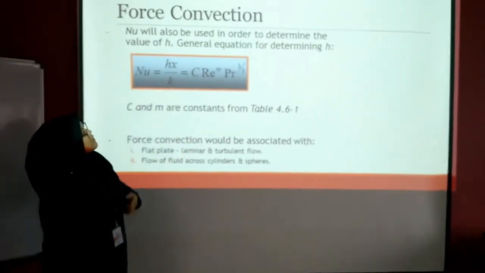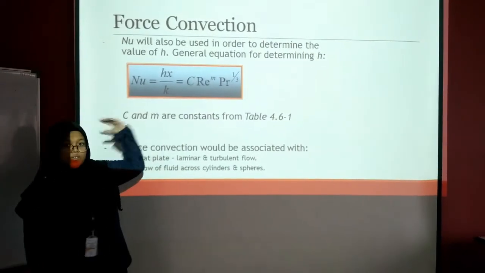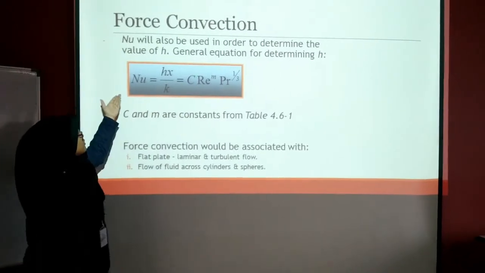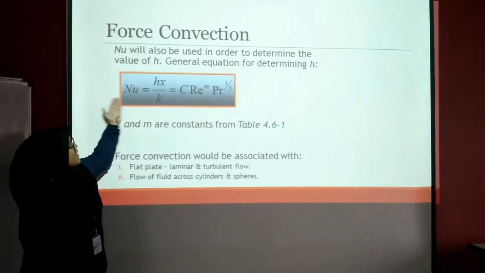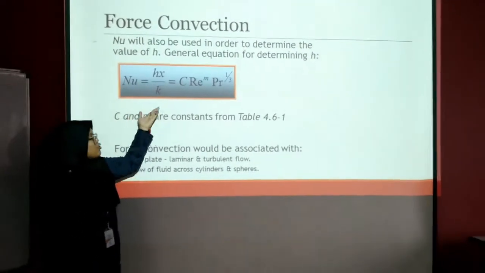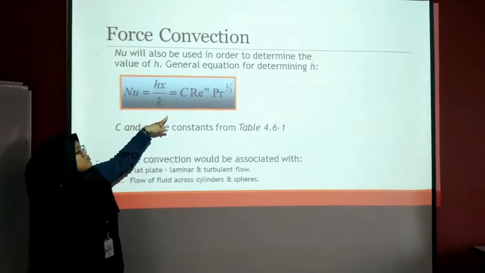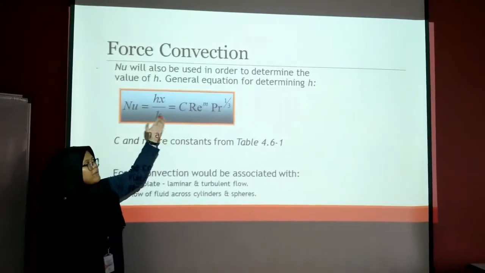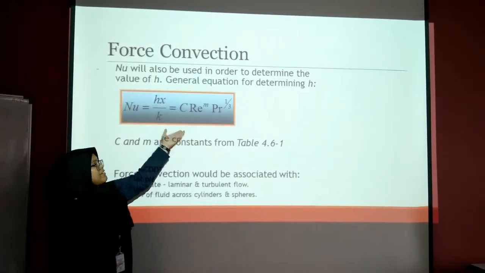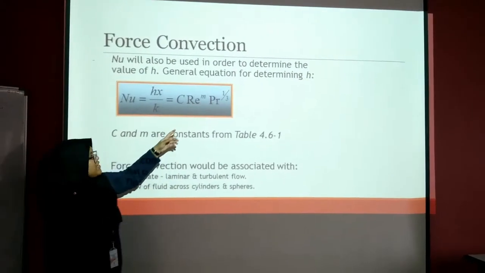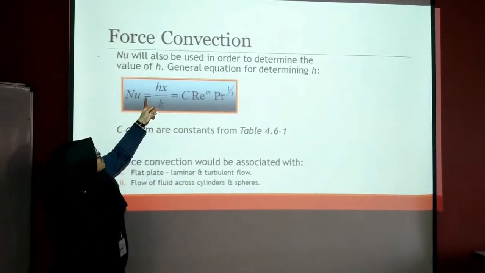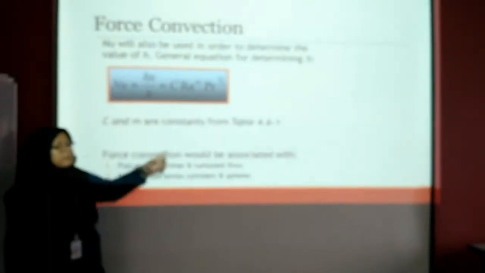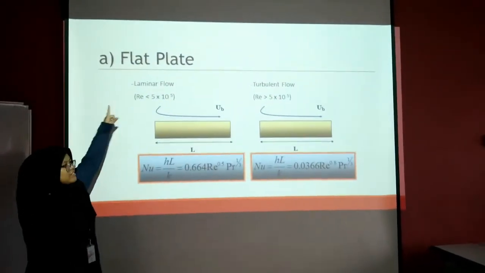Nu will also be used in order to determine the value of h. The general equation for determining h is Nu equals hx over k, and it also equals C times Reynolds number to the power of m, and Prandtl number to the power of 1/3. C and m can be found in Table 4.1. The equation is divided into the following cases.